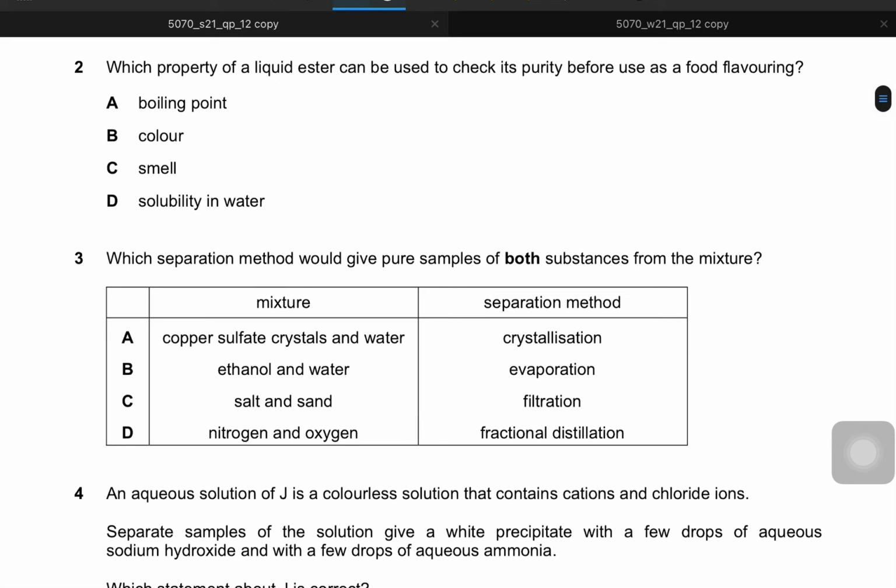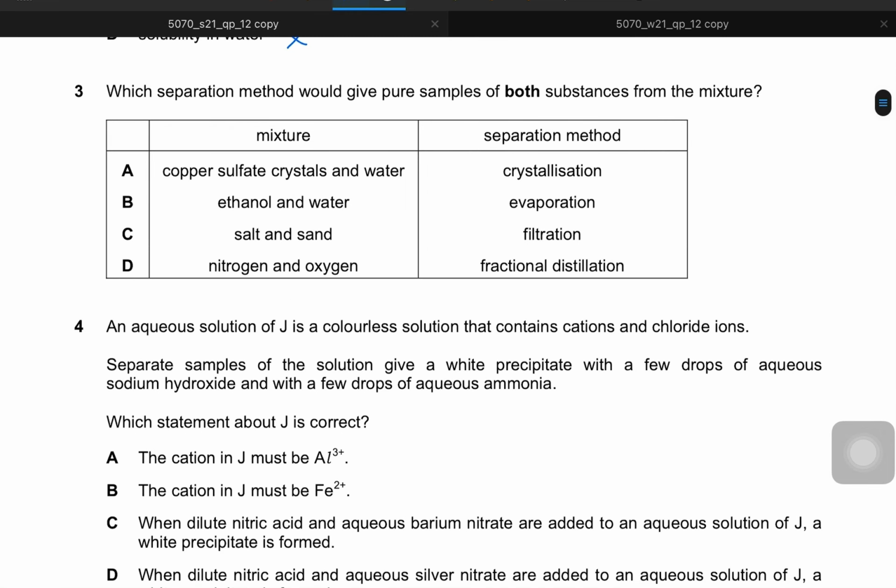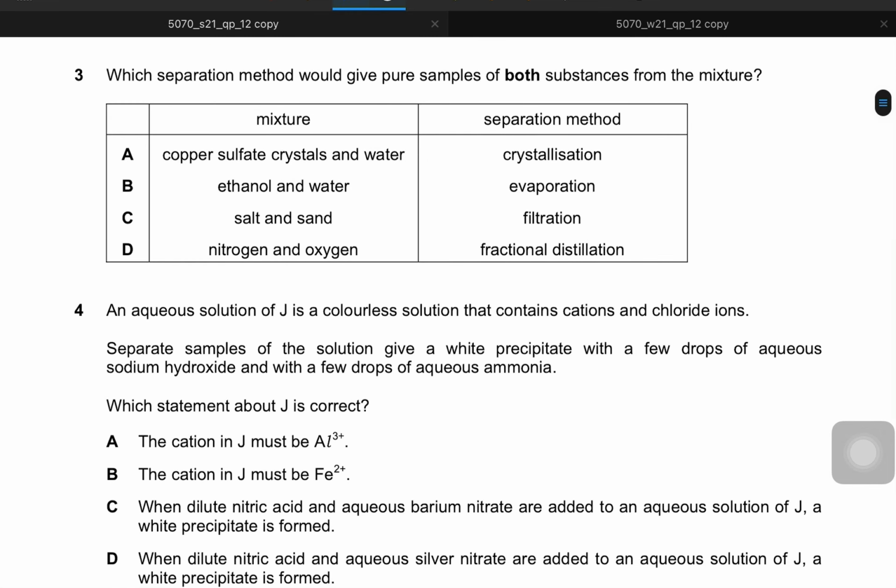Which property of a liquid ester can be used to check its purity before use as a food flavoring? So you just want to verify that the substance is pure. They don't have color. Smell could be misleading. There could be multiple substances with the same smell. There are so many substances soluble in water, but boiling point is specific to a given substance, and pure substances have a very sharp boiling point.